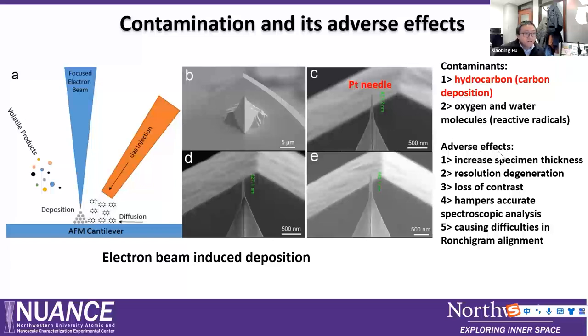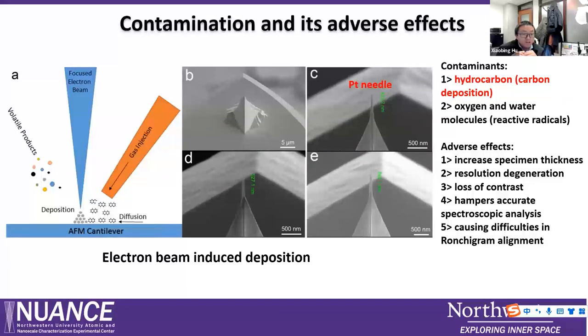The adverse effects of contamination are several, actually many. First, it will increase the thickness of your specimen, because when your sample has carbon deposition, the carbon layer can be very thick, maybe more than 10 nanometers. That increases your sample thickness. Another thing is that it will reduce your resolution, because when your sample is too thick, the resolution decreases.